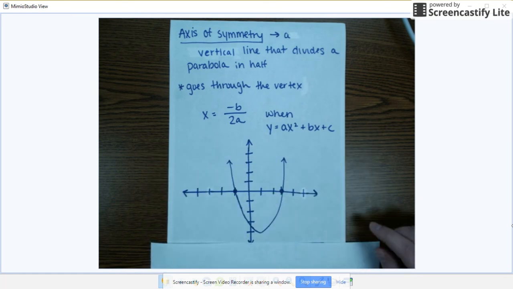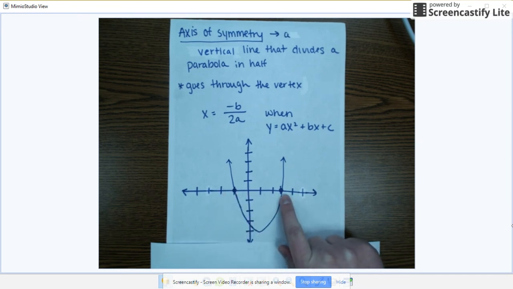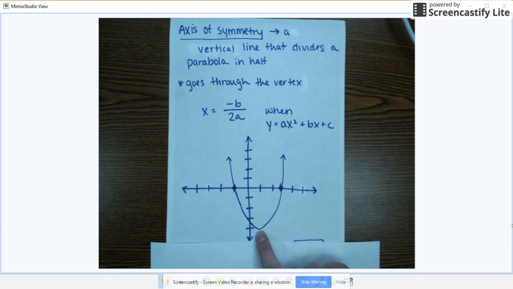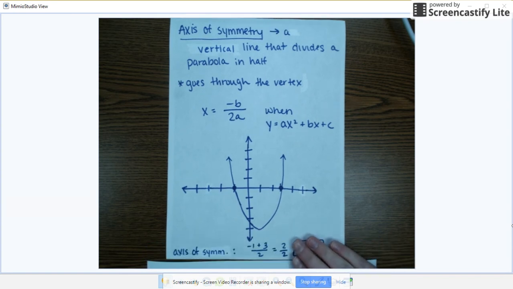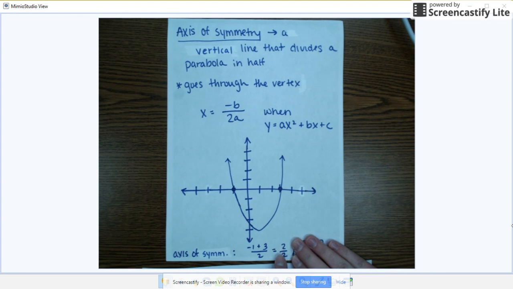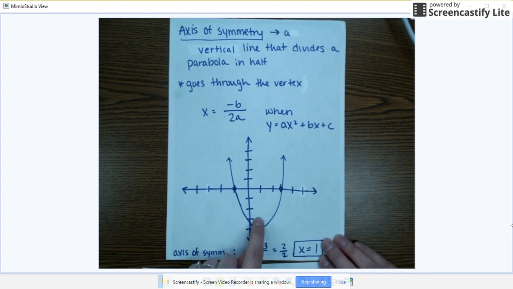So since we know our axis of symmetry divides the parabola in half, we're going to take our two x-intercepts and find the halfway point to find our vertex. Well, to find the halfway point, we need to add our two intercepts, so -1 plus 3, and divide that by 2. When we do that, we get 2 over 2, which is 1. So our axis of symmetry would go through x equals 1 right there.